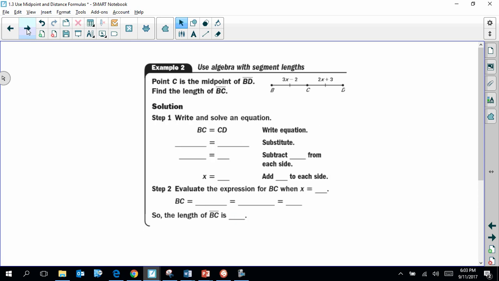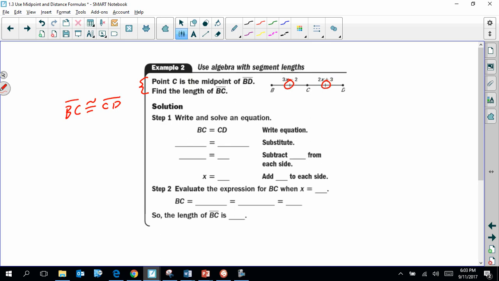So moving on, same idea. They're letting us know straight away that point C is going to be a midpoint of segment BD. And we know that a couple of ways. First of all, it tells us right here, but it also lets me know using the hash marks that BC is going to be congruent to CD. So that means their lengths have to be the same thing. So that's what allows me to write our equation right here, that BC has to equal CD.